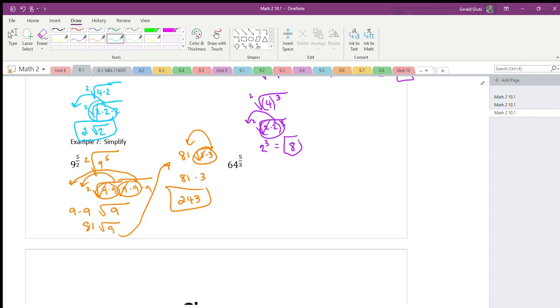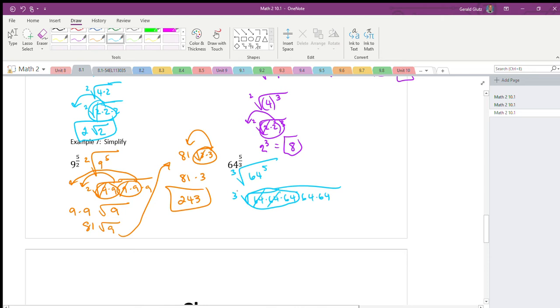And then finally the last one, I got 64 to the 5th, to the 3rd root. So this is like saying we got the 3rd root of 64 times 64 times 64 times 64 times 64. So I'm looking for 3 of the same numbers. I got 3 64s. 2 of those go away, 1 comes out. So now I have 64 times 64 inside of the cube root, and then 64 on the outside.